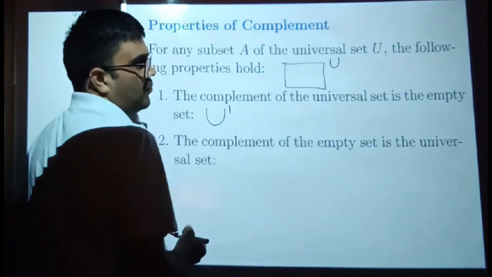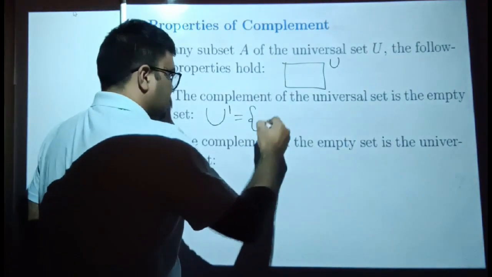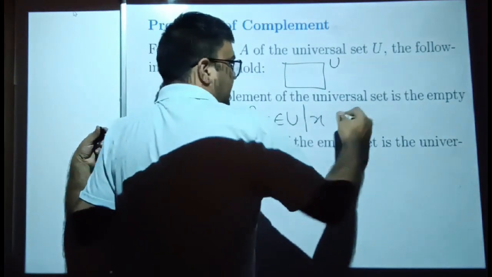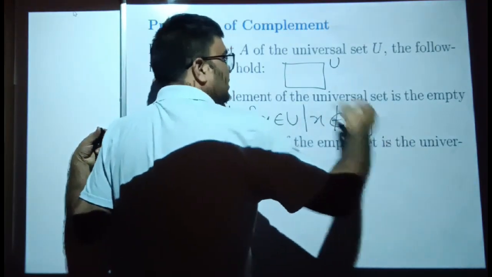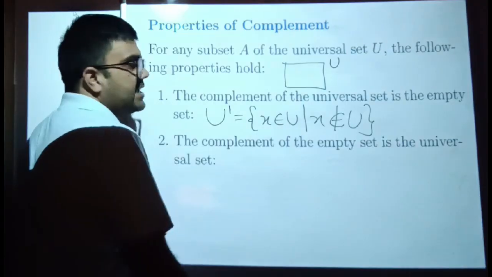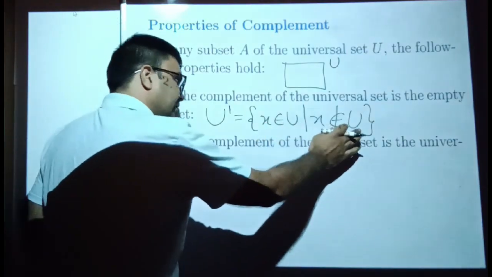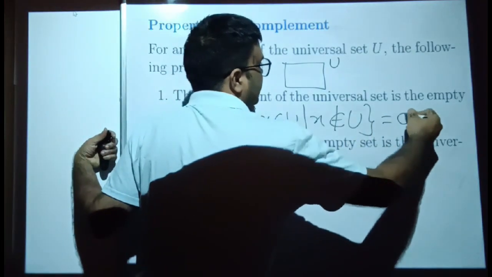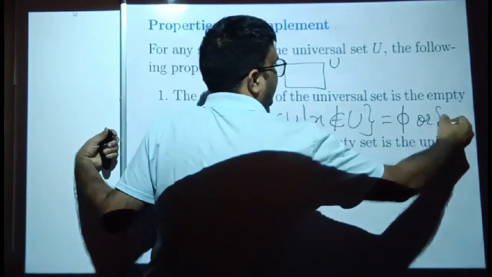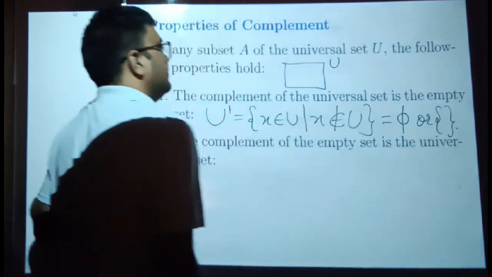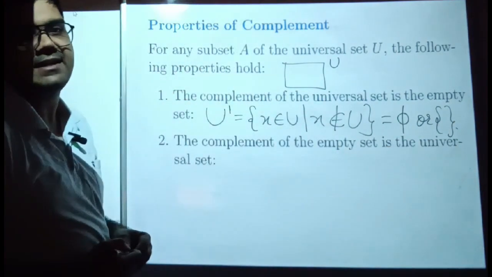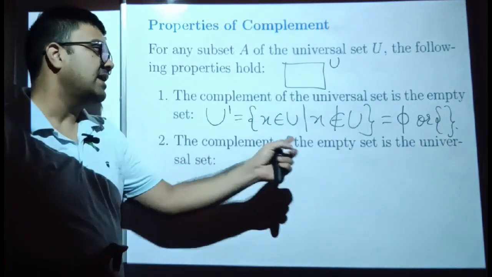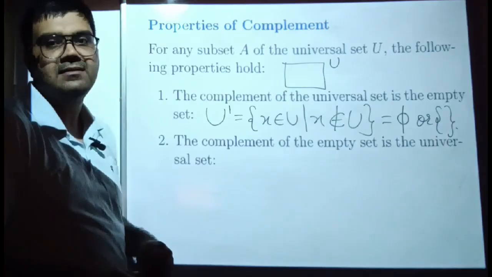What is the definition of complement? It is all those elements x of U such that x is not in the universal set. So is there any element which is in the universal set and which is not in the universal set? There is no element there. So this set is an empty set. The complement of the universal set is an empty set. Next, the complement of the empty set is the universal set.